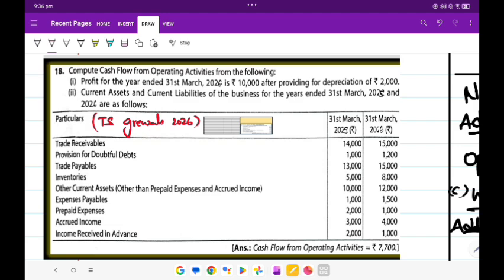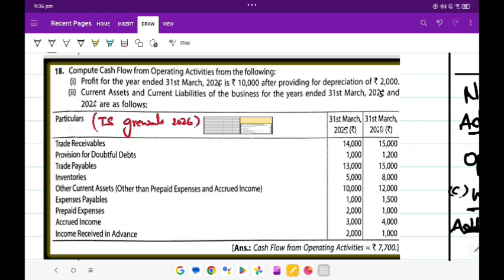Profit for the year ended 31st March 2026 is 10,000. This 10,000 we take as a starting point, after providing for depreciation of 2,000. So this depreciation is a non-cash item, comes under OP2, and we add it back to net profit.